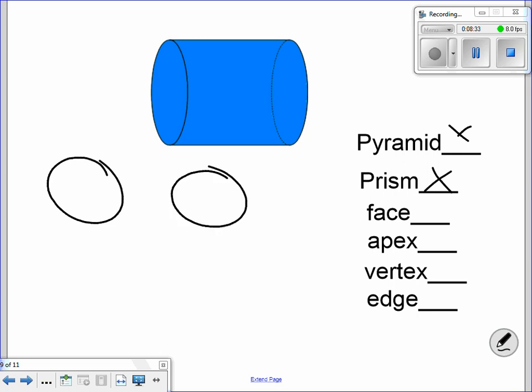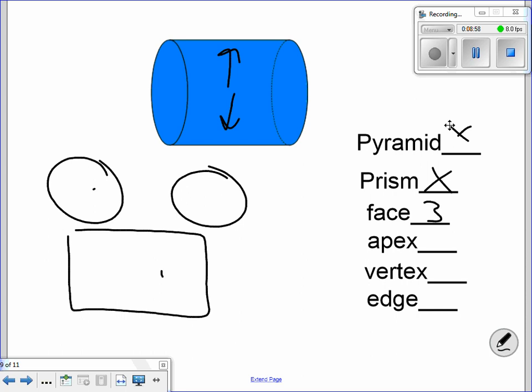Now, I want you to think of a can of pop or a soup can. If I were to tear off that label that gets wrapped all the way around this shape, it would be a rectangle. Think about it. If you were to roll up a sheet of paper around a cylinder and then unroll it, it would turn out to be a rectangle. So how many faces? 1, 2, 3. 3 faces. Apex, no. Vertices, no. Edges, no.